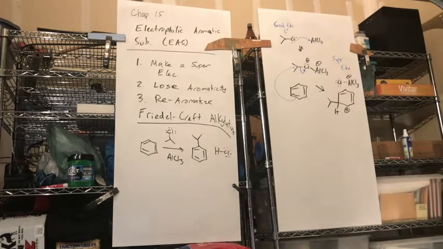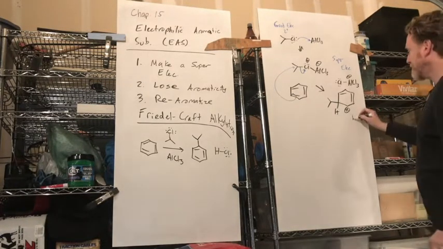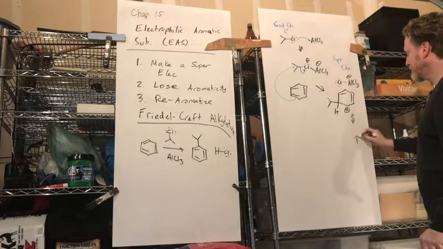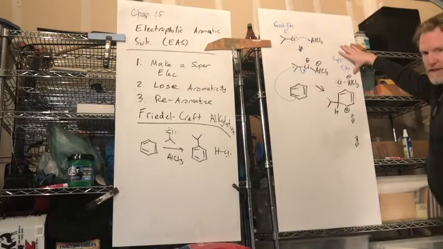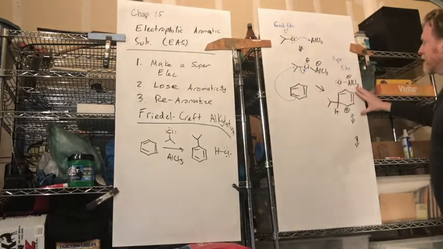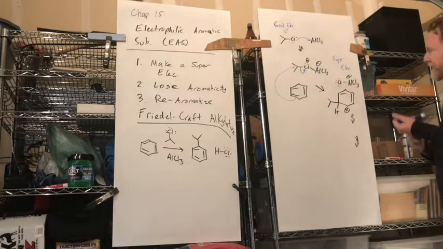Like that, right? Lost aromaticity, and it has resonance though to help stabilize it. It'll have 2 resonance structures. Practice drawing those out. And so we made our super electrophile. Lost aromaticity. How are we going to regain aromaticity?